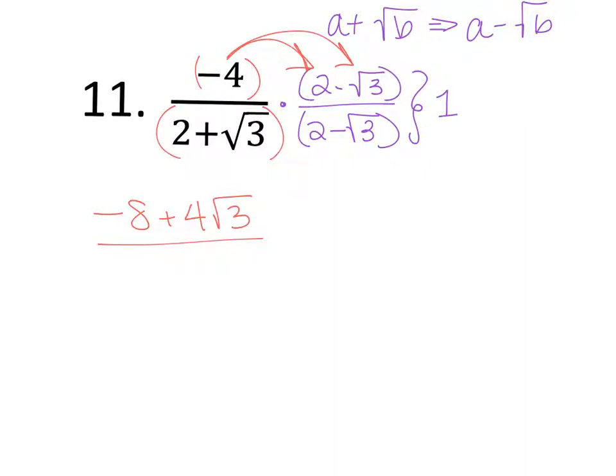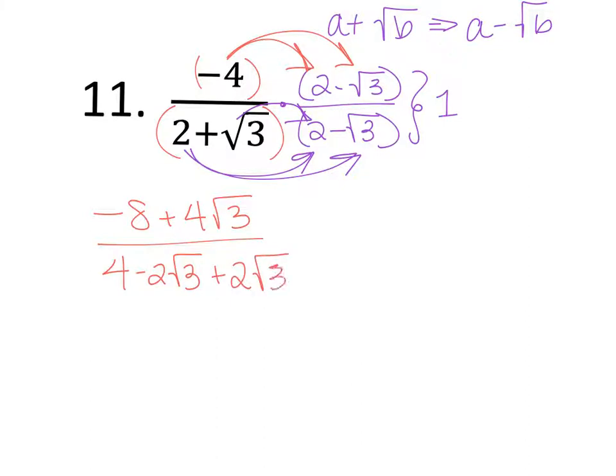Then I'm going to have to do my FOIL trick. So I'm going to have 2 times 2, which is going to be 4 on the bottom, and then I'm going to have 2 times negative square root 3, which is a negative 2 square root 3. Remember, 2's on my outside, negative 3's on my inside, and I have a negative. So then I'm going to do a square root 3 times 2, and 2's on my outside and 3's on my inside, so I'll have a plus 2 square root 3.